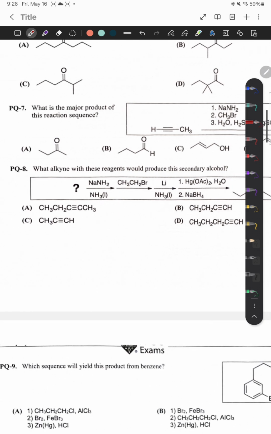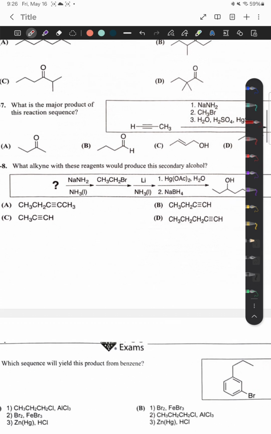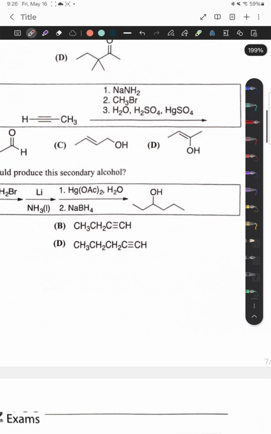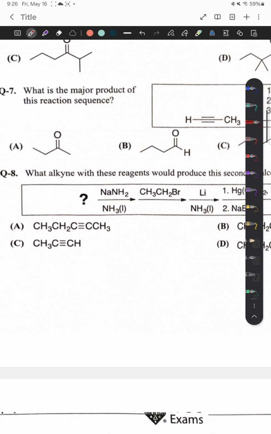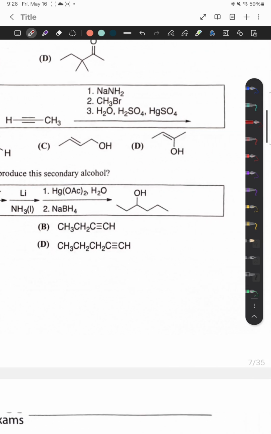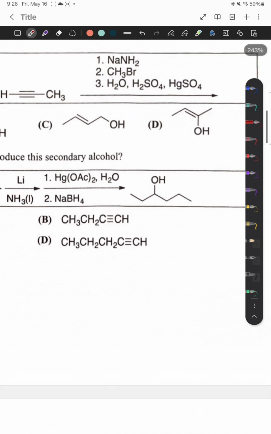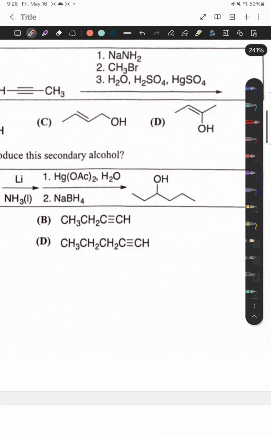redo it. Hi everyone, I have question 8 of chapter 15 asking what alkene with these reagents would produce the secondary alcohol. Since they've given us the final product, but haven't given us the starting product, we want to work backwards to see how exactly we can predict the final product. Now looking at the first, well, the last, but for us it's the first since we're working backward.